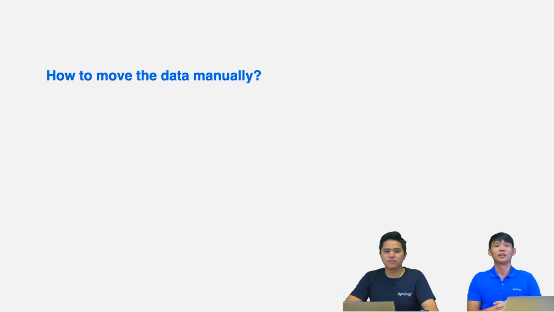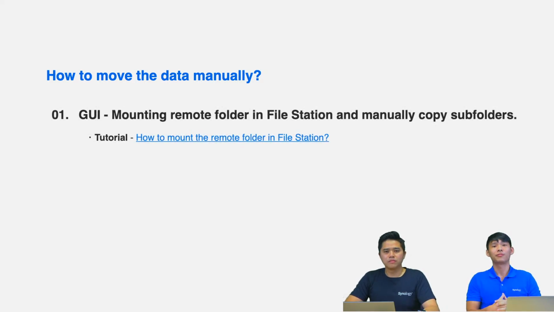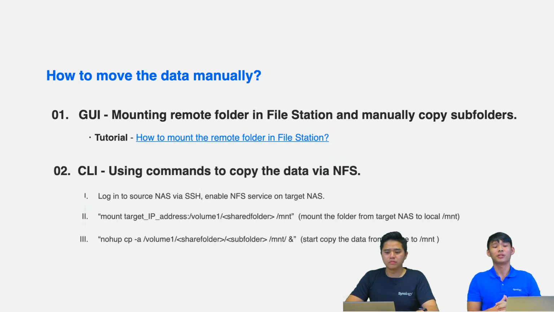In general, the packages we mentioned earlier could be used for most scenarios. However, if you really need to move the data manually, here are two ways. 1. By graphic user interface, you could just mount the remote folder via SMB, which is the SAMBA protocol, or NFS protocol in File Station. Copy those subfolders one by one. 2. By command line, use commands to copy the data via NFS protocol. Here are some steps for you, and I'm not going to go through each one again.